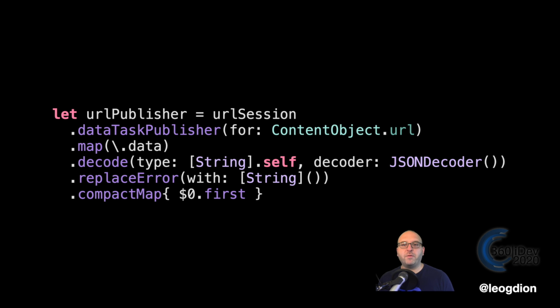Next, we want to grab the first string from that array. So we use compact map in case it's an empty array to return the first value. If the array is empty, then the publisher won't send any values from that array.